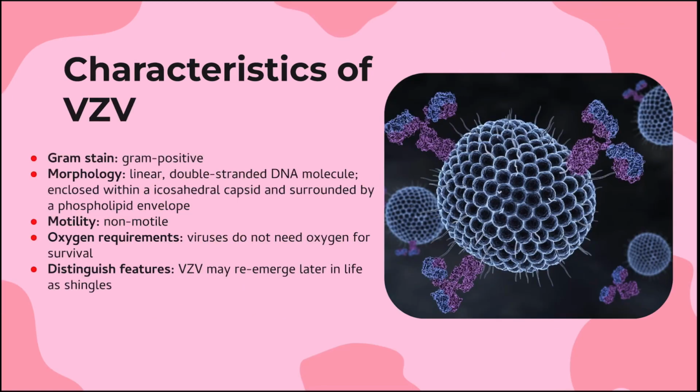The Varicella-zoster virus is gram-positive. It's a linear double-stranded DNA molecule, and it is enclosed with an icosahedral capsid and surrounded by a phospholipid envelope. It is non-motile, and VZV-infected cells use glycoproteins to insert its viral DNA into uninfected cells. Viruses do not require oxygen for survival, and VZV may re-emerge later in life as shingles.